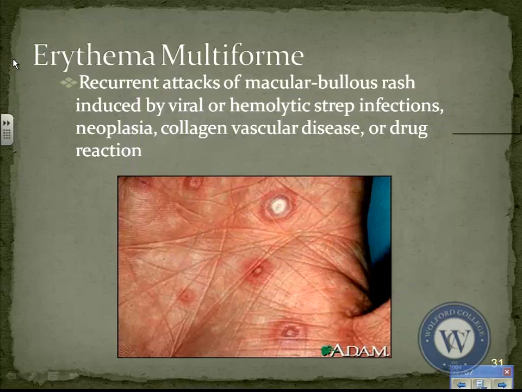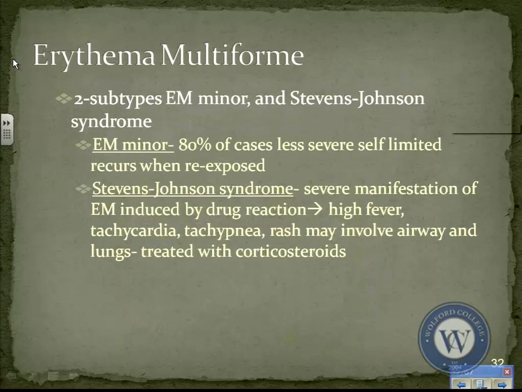Erythema multiforme is recurrent attacks of macular bullous rashes induced by viral or hemolytic strep infections, neoplasias, collagen vascular disease, or drug reactions. Okay, so this is a target lesion. There are 2 types: erythema multiforme minor and Stevens-Johnson syndrome. We all have seen, how many people have seen Stevens-Johnson syndrome? Almost everybody's seen it, yeah.